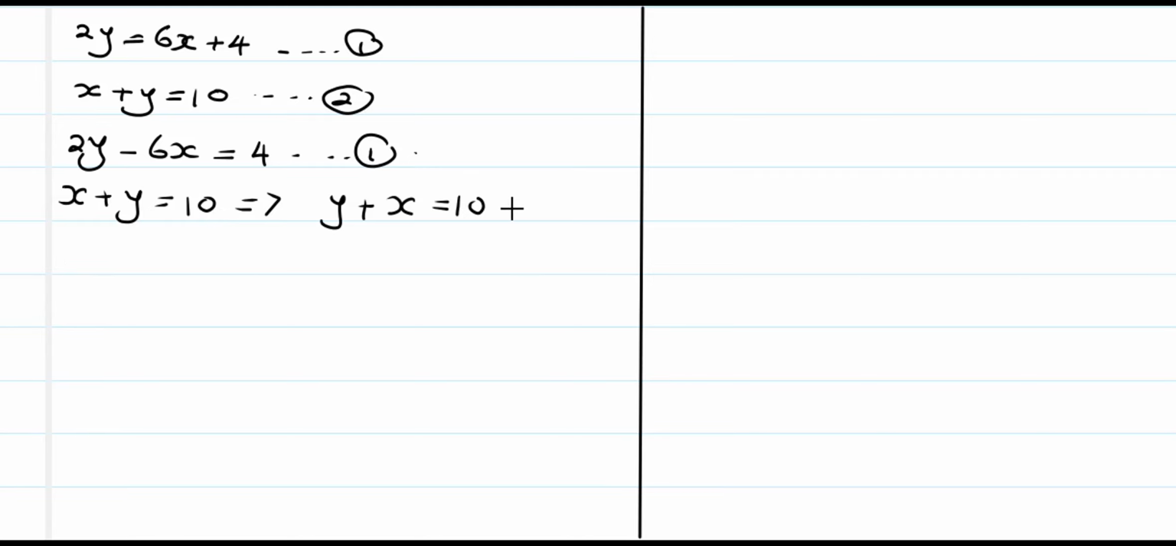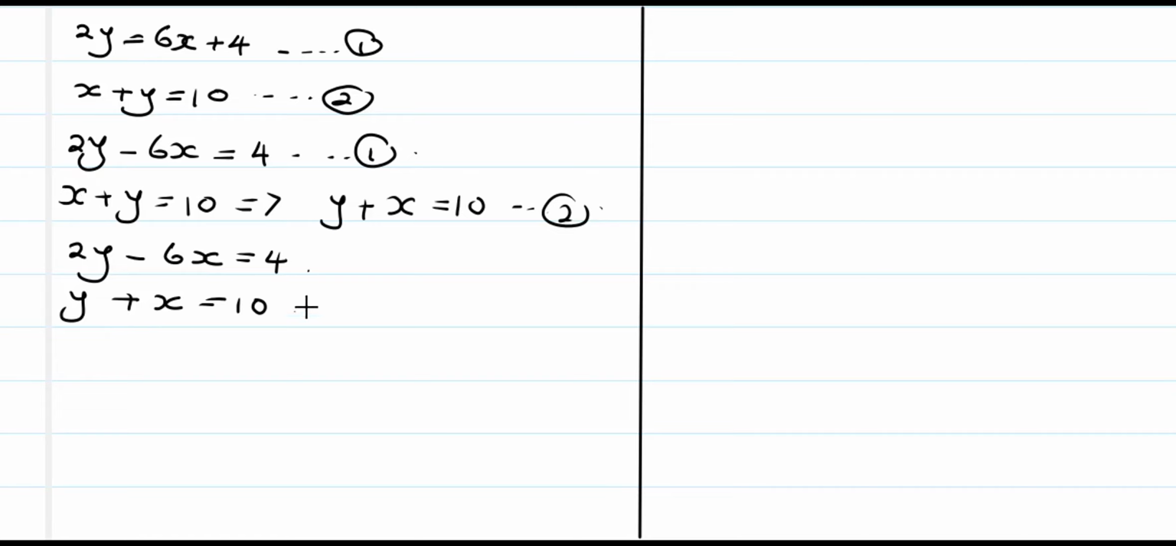So now this is equation 2, of course, and our new equations become 2y minus 6x is equals to 4. Then y plus x is equals to 10, like that. So now we have all the unknowns in the same column like this.